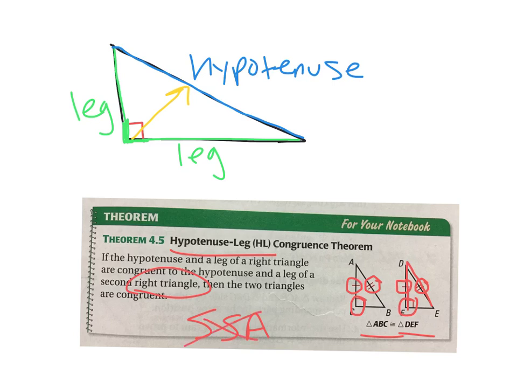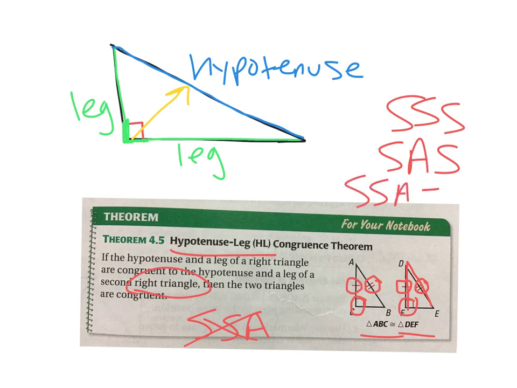Make sense? So far you've learned, what was the first one we learned? Side, side, side. We just learned side, angle, side. Instead of doing side, side, angle in a right triangle, it actually is hypotenuse leg. I'm going to give you a hint. You will never have angle, side, side.